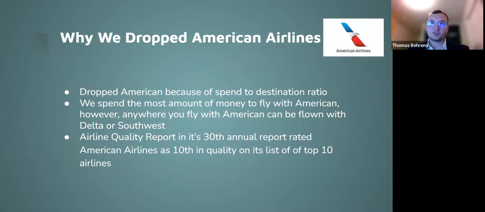Right. So the main reason we dropped American Airlines was for that high spend to destination ratio. Basically, we spend the most amount of money with American, but it has the fewest amount of destinations we go to. So rather take that spend and put it with Southwest or Delta, who have the most destinations on our list. Also with American Airlines, the Airline Quality Report, which has been reporting on airline quality for 30 years in a row, ranks American Airlines 10th, behind Delta, Southwest, and even United.